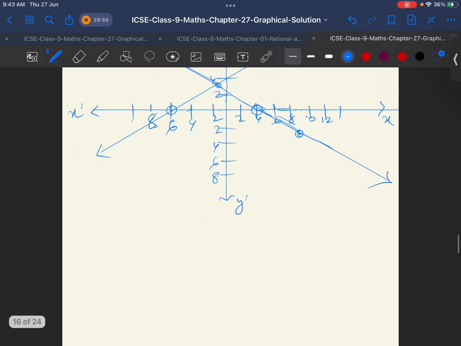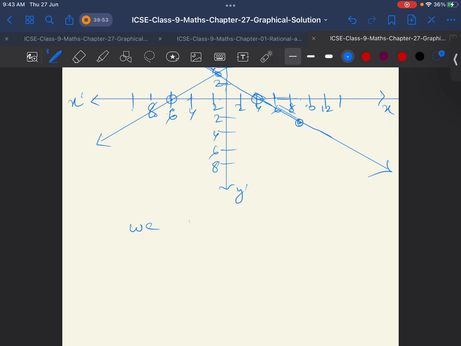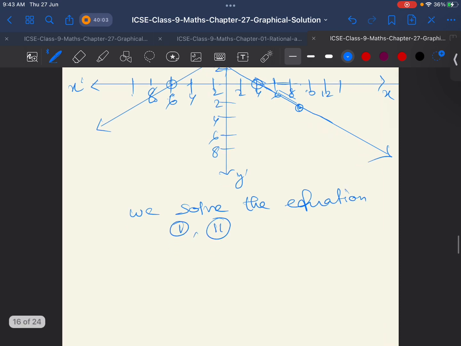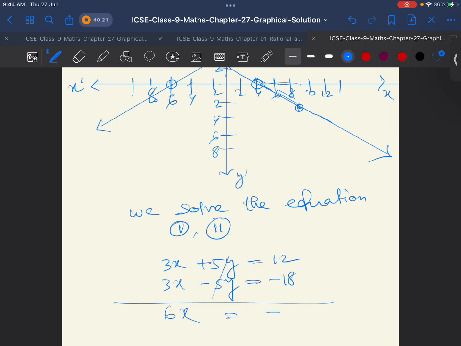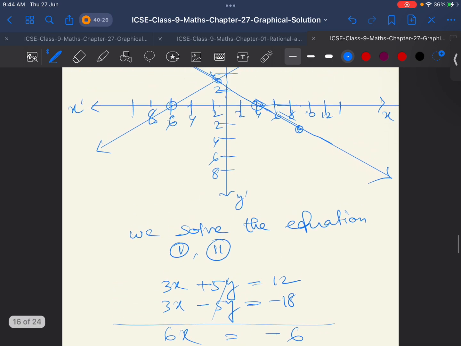we solve equations 1 and 2, then we get the intersecting point. The first equation is 3x + 5y = 12, and the second equation is 3x - 5y = -18. So 6x = -6, or x = -1.